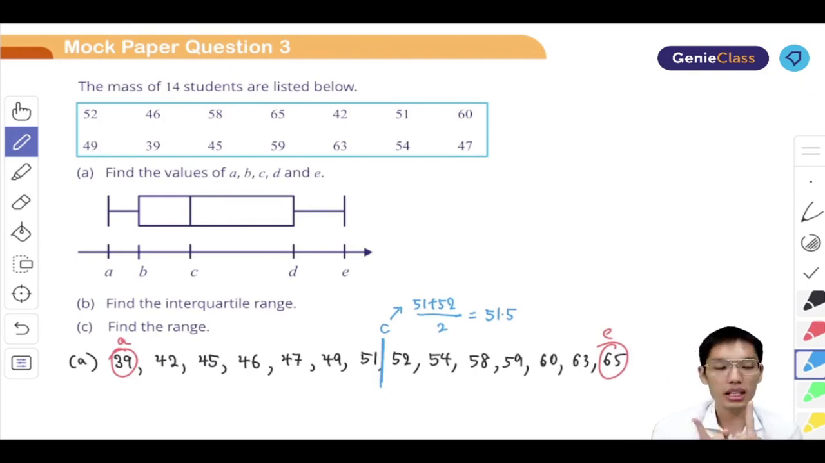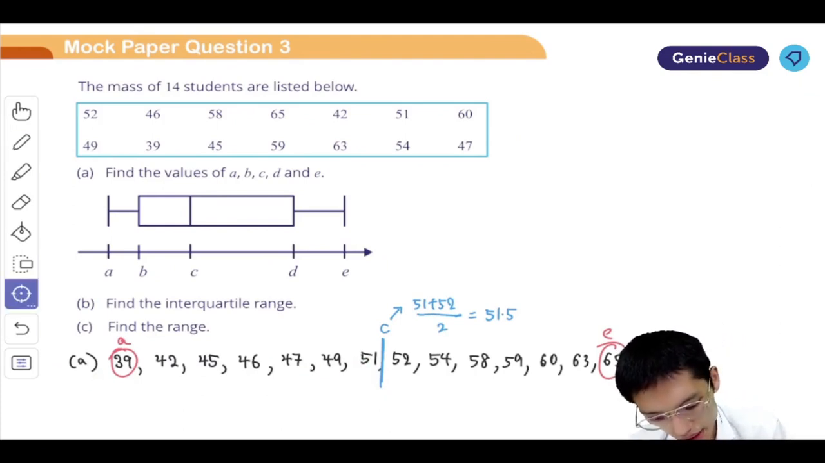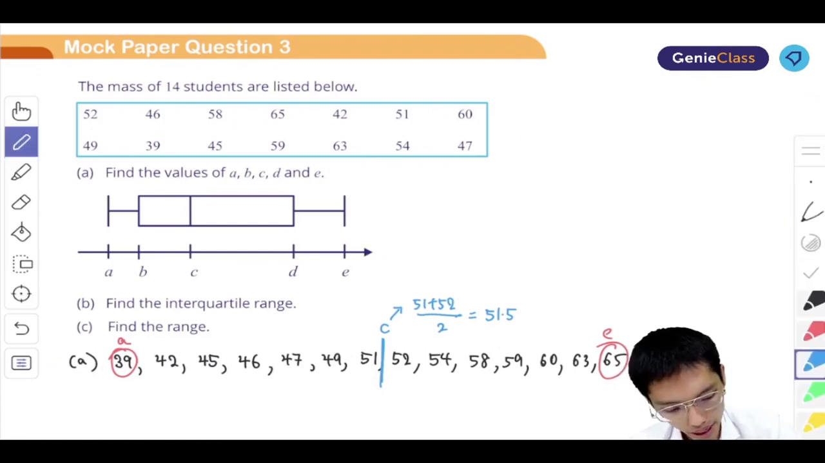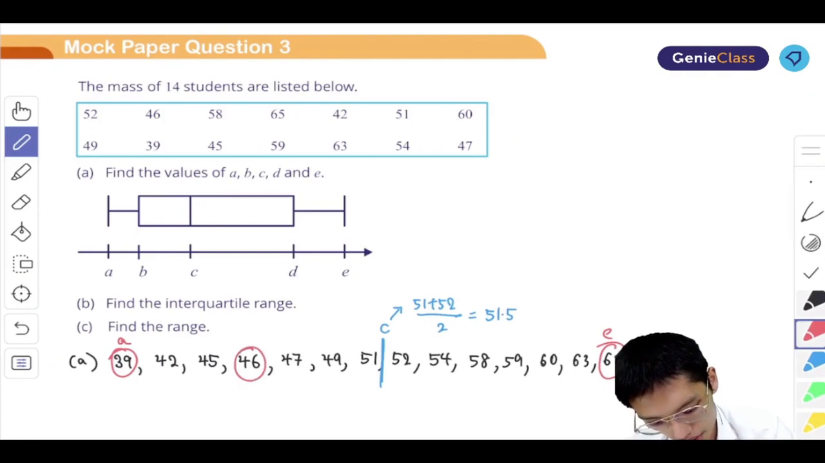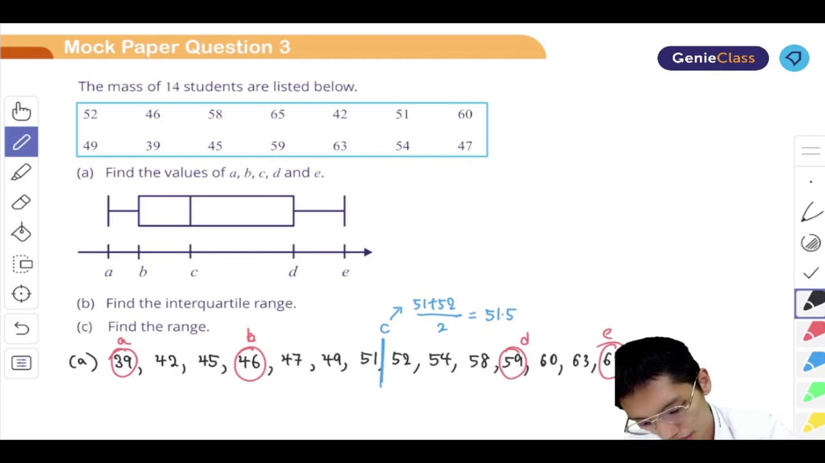And henceforth, B and D will just be the median of the left and right. Left median, there are 1, 2, 3, 4, 5, 6, 7. Taking the middle value over here. So this is my middle value. So this is B. And the other one, my middle value here is D. So just taking the middles of the middles. And henceforth, my values will be as such.